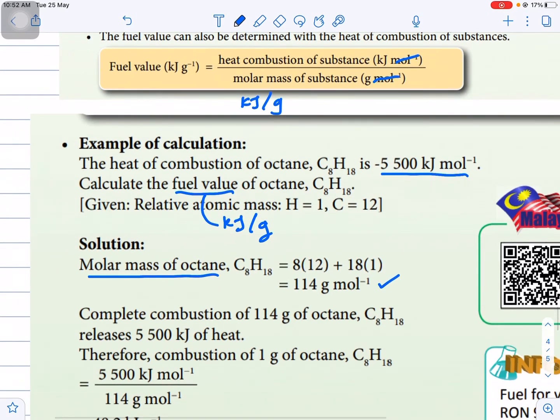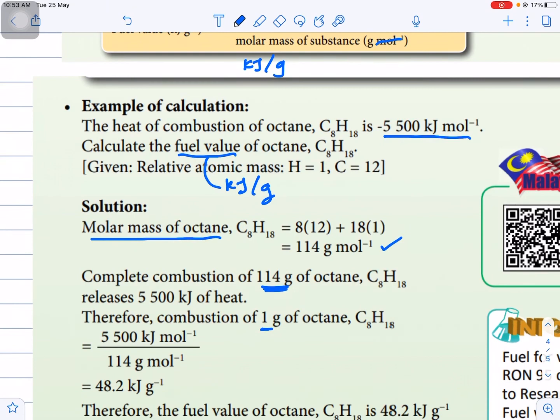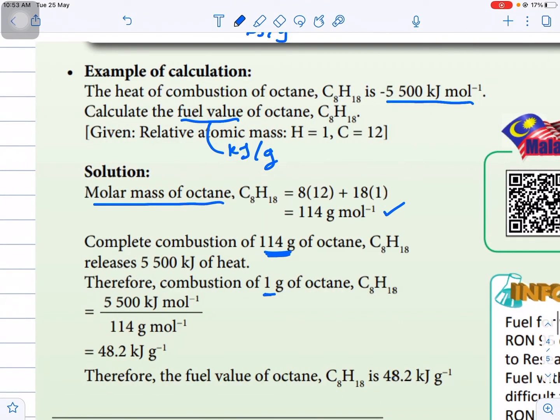So 114 gram of octane, representing 1 mole, releases 5,500 kilojoule of heat. Therefore, for 1 gram, we divide 5,500 by 114, and the answer is 48.2 kilojoule per gram. There will be no negative sign. Therefore, the fuel value is 48.2 kilojoule per gram.